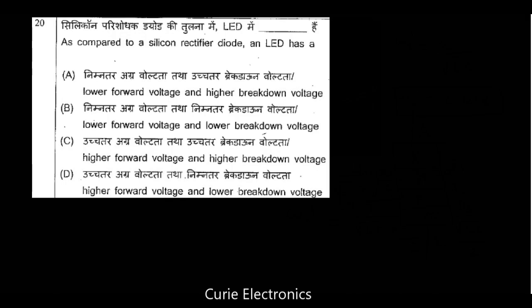Compared to a silicon rectifier diode, an LED has higher forward voltage drop. That means some LEDs require 3 volt to turn on. But this LED can't withstand higher reverse voltage. So the right answer is option D, higher forward voltage and lower breakdown voltage.